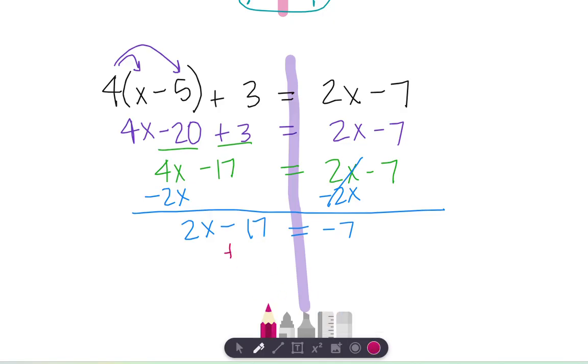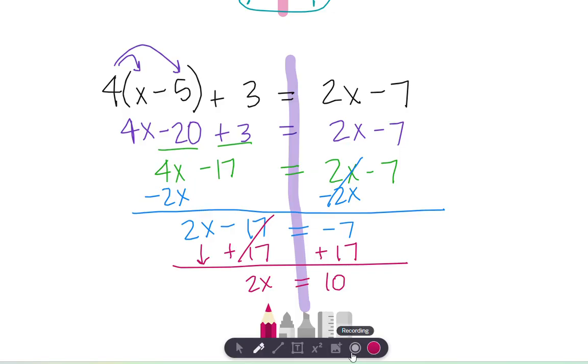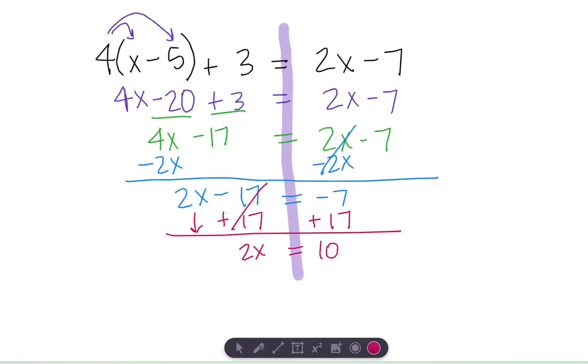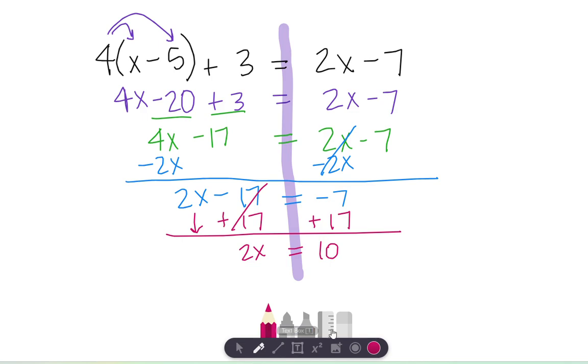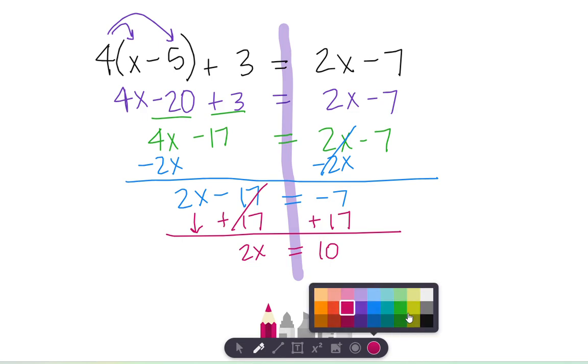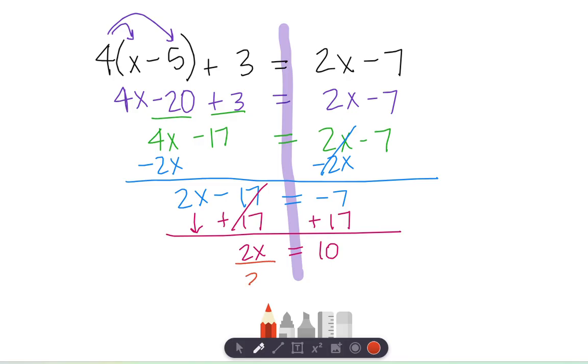Now we are going to deal with this minus 17. To make it go away, I'm going to add 17, because minus 17 plus 17 are opposites. They're going to make 0. I have to do it over here too. Bring this down. So now I have 2x is equal to 10. Very last step. I ask myself, 2 times what gives me 10? You probably know that, but if not, let's divide by 2 on both sides. And that gives me x is equal to 5.